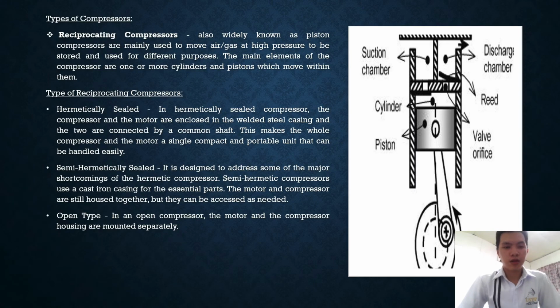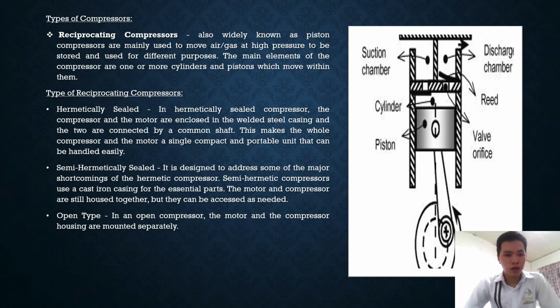So there are three types of compressors. First one is the reciprocating compressors. This is widely known as piston compressors and is mainly used to move air or gas at high pressure to be stored and used for different purposes. The main elements of the compressors are one or more cylinders and pistons which move within them. The reciprocating compressors are the most widely used compressors in most refrigeration systems.